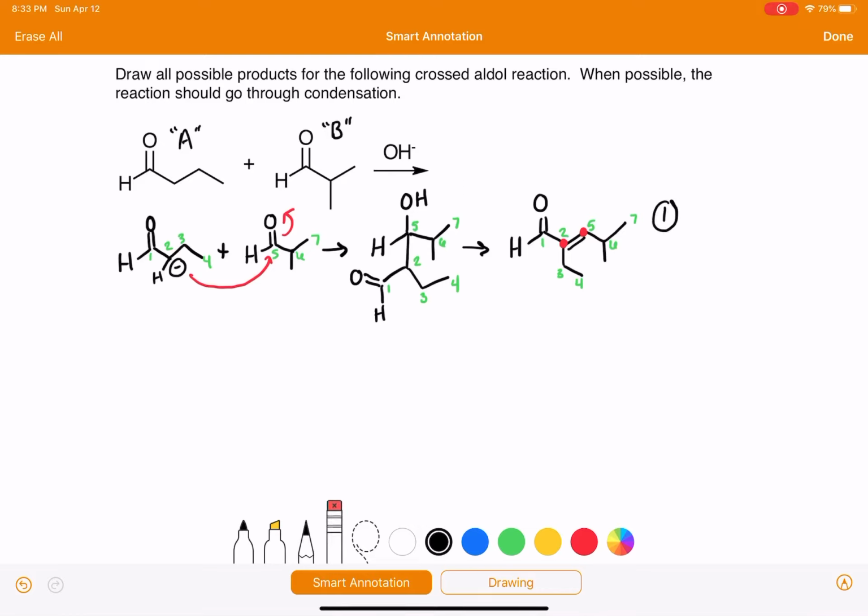So let's consider option number 2. Let's have same A, and let's draw his alpha hydrogens in, and we're reacting with B.